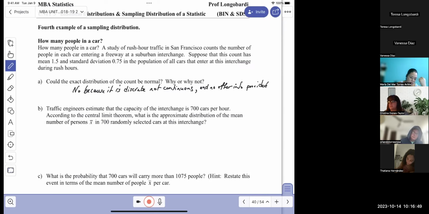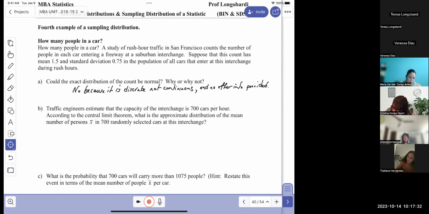Remember, the binomial distribution can be approximately normal, but it's not going to be exactly normal. And this wouldn't even apply, because the binomial is when you're looking for something and you're counting the number of things you see. This variable isn't even binomial. We're just simply counting. It's not like we're looking as we count for something. So it's not a binomial either. So no, because it's discrete, not continuous, and no other info is provided to do anything else with it.